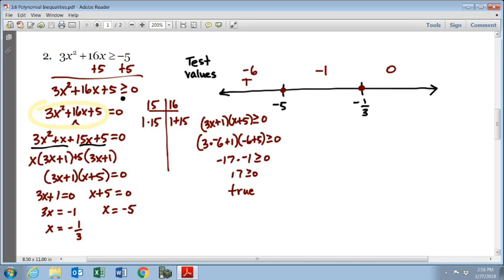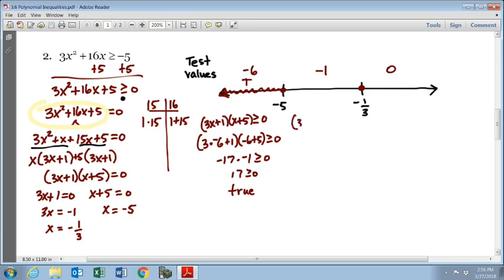And by the way, it doesn't matter, I could actually use the original inequality where we had negative 5 on the right side, but I normally just use the form where we have 0 on the right. They're equivalent. They have the same solution. So we're going to shade that region. Since -6 worked, any other number in that interval would work.